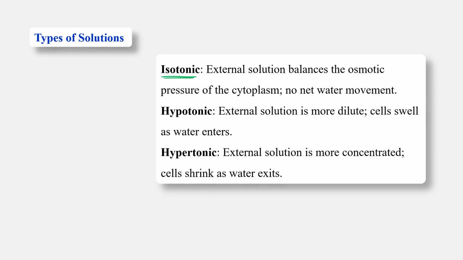Isotonic, when the osmotic pressure or concentration of water or solvent is equal inside the cell and outside the cell, so no net movement of water occurs. Hypotonic, when the external solution is more dilute, then water enters inside the cell, and that time the raisin swells up. Hypertonic, when the external solution is more concentrated, that time it is just the reverse of the hypotonic experiment, meaning the cells shrink.